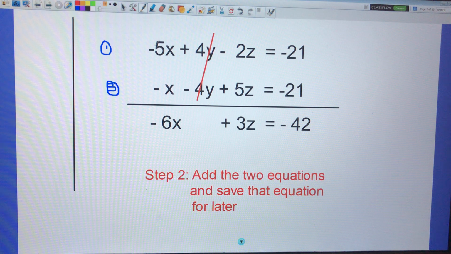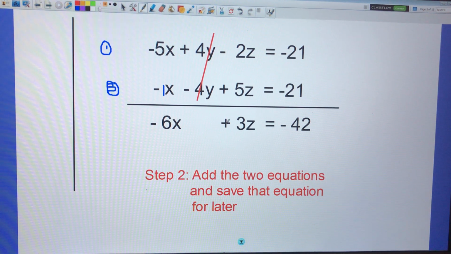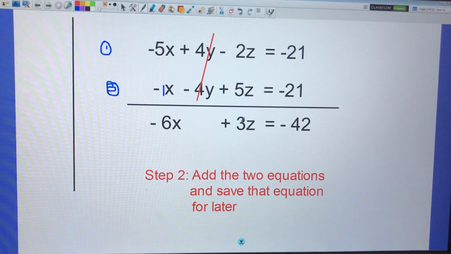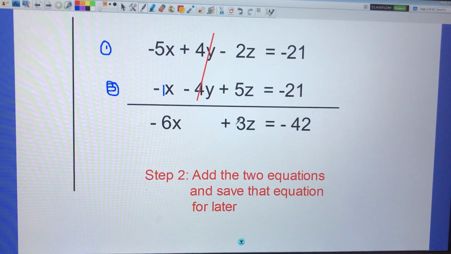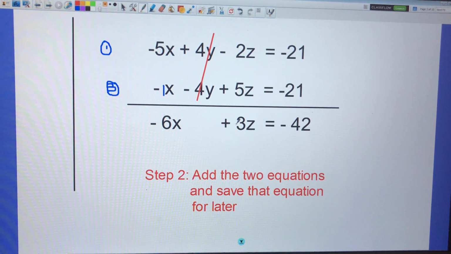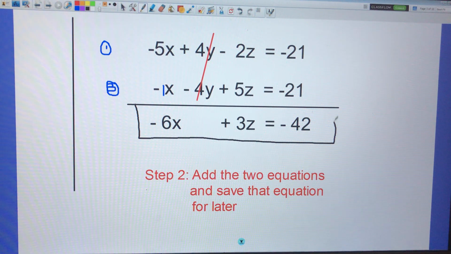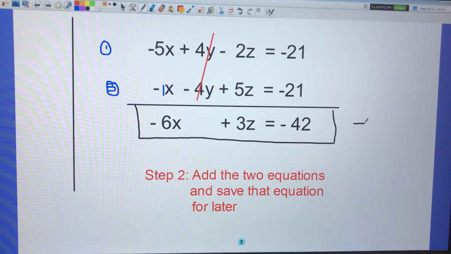So I'm going to add this up. Negative 5 minus 1x is negative 6x, plus negative 2z plus 5z gives me positive 3z. And negative 21 minus 21 gives me negative 42. So here's my first star equation, remember? That's my first star equation. I'm going to save that for later.